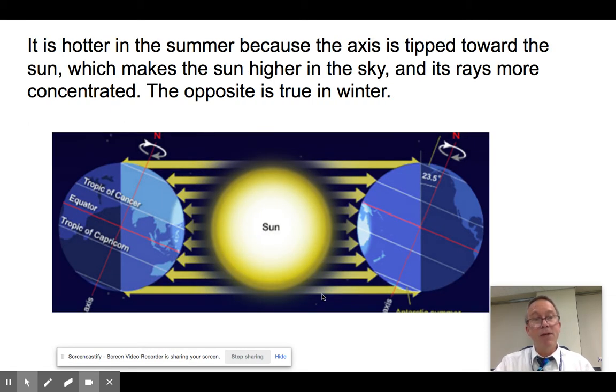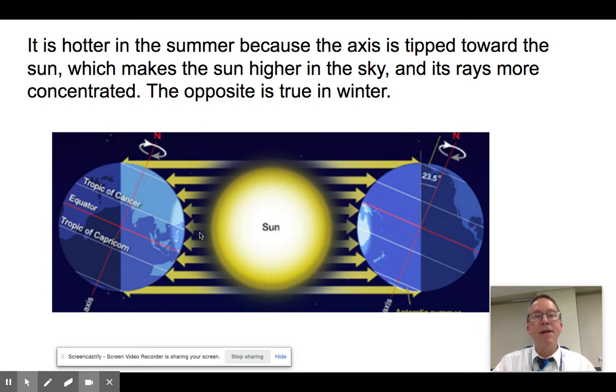Now, it's important to keep in mind that the seasons are the opposite between the northern hemisphere and the southern hemisphere. When we're having summer in the northern hemisphere, we're having winter in the southern hemisphere, and vice versa. Let's just talk about the northern hemisphere where we live. It makes it a little bit easier.